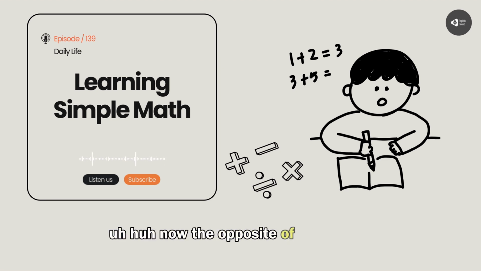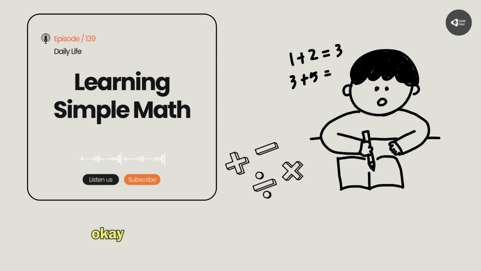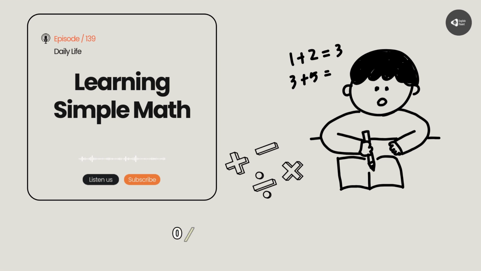Now the opposite of times. All right, the opposite of multiplication is division. Okay, so in our dialogue, the teacher said 0 divided by 1. 0 divided by 1. Any number divided by 0 is 0. All right, so let's give another example. 15 divided by 3. All right, so 15 divided by 3 equals 5. Exactly. So divided by.